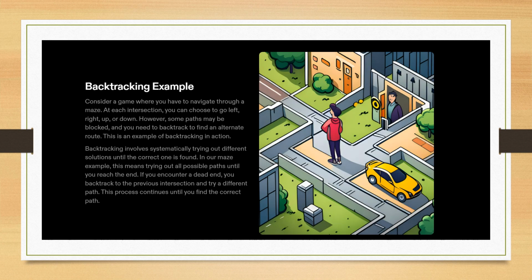So let's see an example of backtracking. Consider a game where you have to navigate through a maze. At each intersection, you can choose to go left, right, up, or down. However, some paths may be blocked and you need to backtrack to find an alternative route. This is an example of backtracking in action. Backtracking involves systematically trying out different solutions until the correct one is found. In our maze example, this means trying out all possibilities until you reach the end. If you encounter a dead end, you backtrack to the previous intersection and then try a different path. This process continues until you find the correct path.